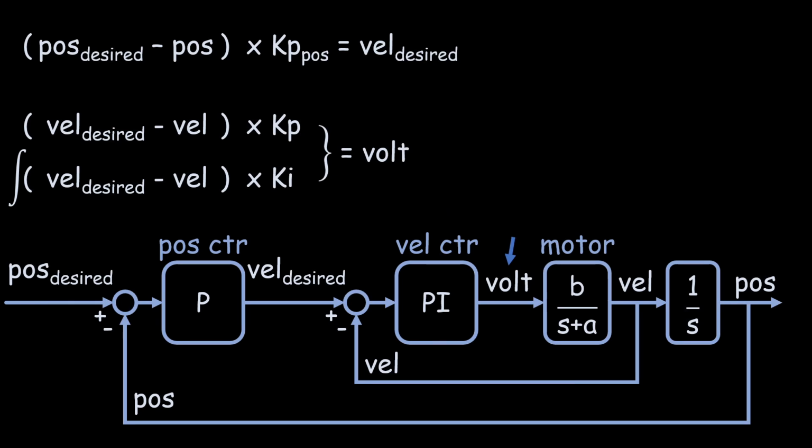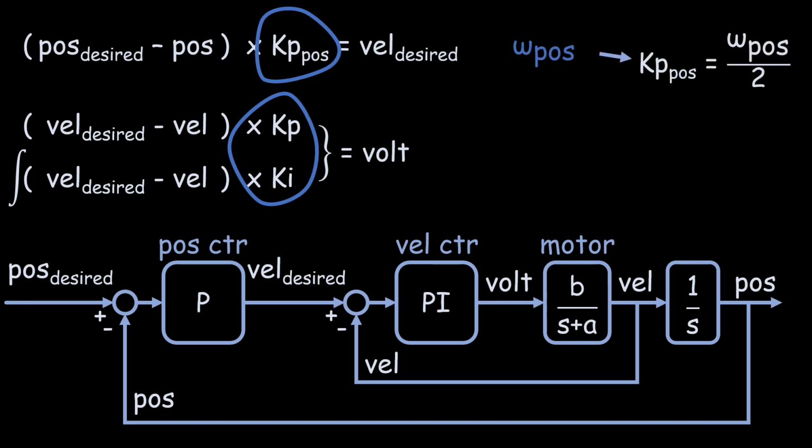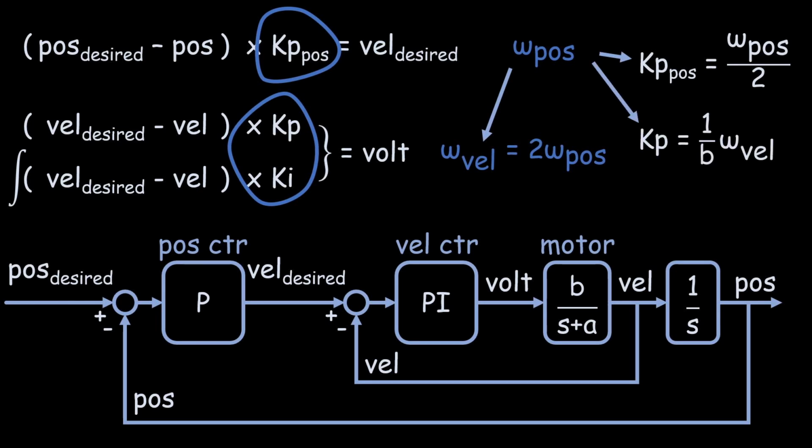Since we are using a model-based PID this time, there is no need to tune the PID gains through trial and error. When the motor model and parameters are known, we can define the position control bandwidth to be omega position. Then the Kp in the position control loop will be omega position divided by 2, and the omega velocity will be twice omega position. For speed control, the Kp will be omega velocity divided by b, and Ki will be a divided by b multiplied by omega velocity.